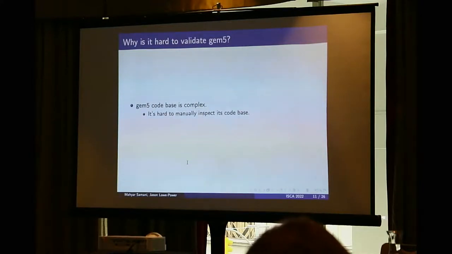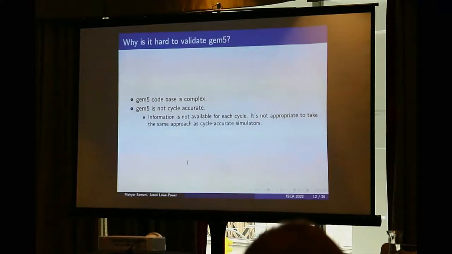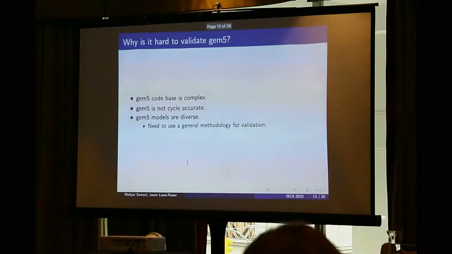So what about gem5 makes it hard to validate? First of all, the gem5 codebase is complex and it is huge. So it is hard to manually inspect and verify the code. Gem5 is also not cycle accurate, so you don't have information for every cycle. And so it's not really appropriate to take the approach of cycle-accurate simulators. And another thing that we have to note is that gem5 models are very diverse. So whatever methodology we think of should be general enough to capture the design specifications of diverse models. For example, gem5 has CPU models, DRAM models, cache models.